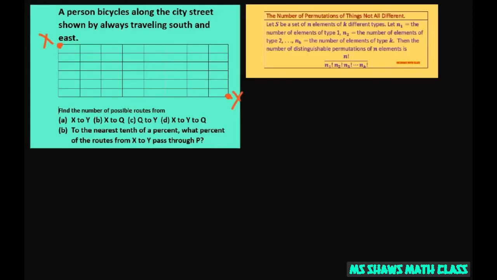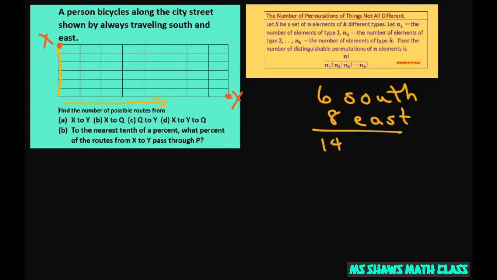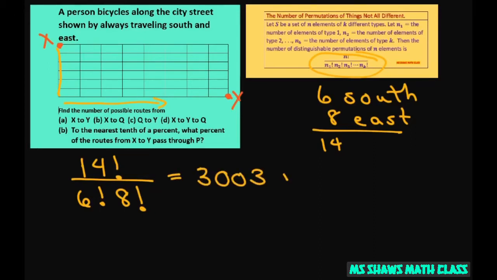So, for the first one, we're going from X to Y. Again, it goes south, so it's down six, that's 6 south, and then going to the right, that's 8 east. Now that adds up to 14, so that's your total. And we're using this formula, the number of permutations of things not different. So that's going to be 14 factorial divided by 6 factorial times 8 factorial. Just use your calculator, and you're going to get 3,003 routes.